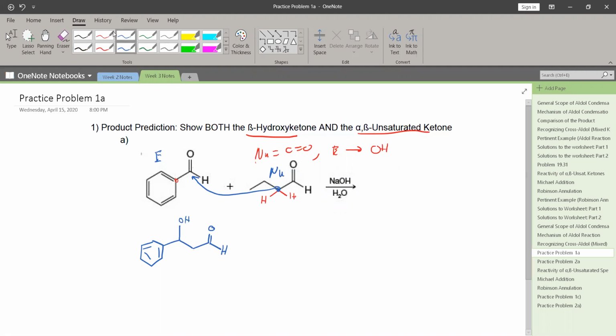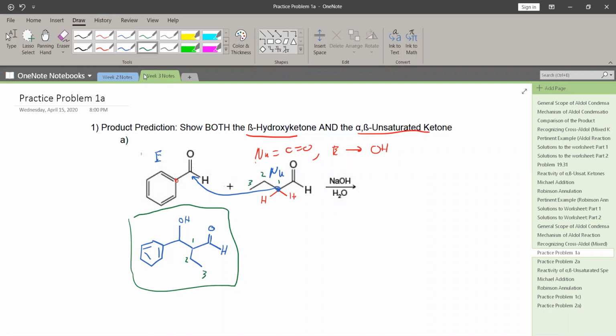Well, if we count our carbons from where this attacked, this would be 1, 2, and 3. So wherever we had on this product, because 2 and 3 did not react, we still have to add those two right there. And then just for counting sake, this would be 1, this would be 2, this would be 3. So this is one of our products. This is our beta hydroxyketone.